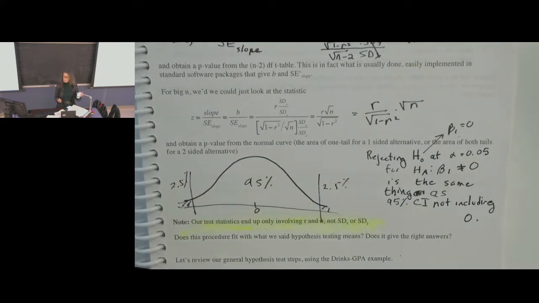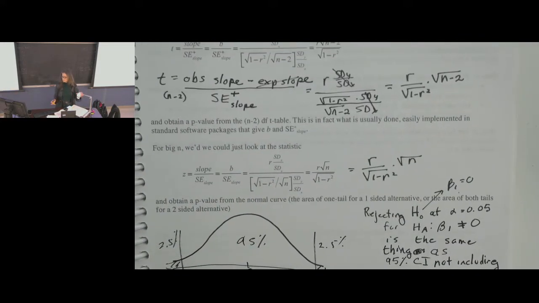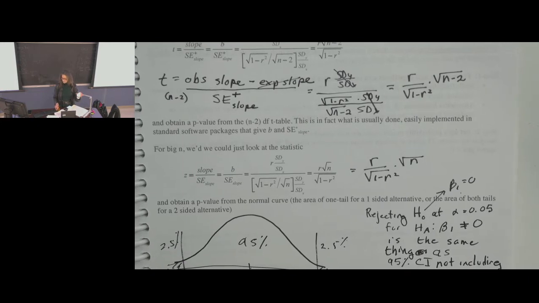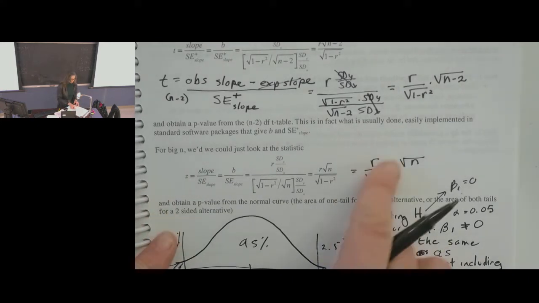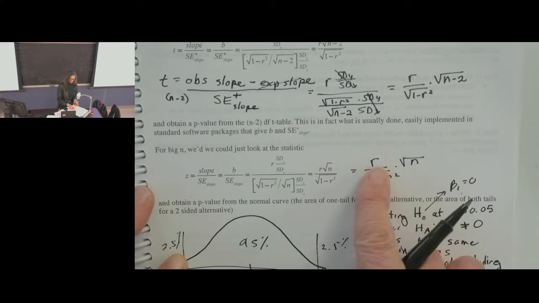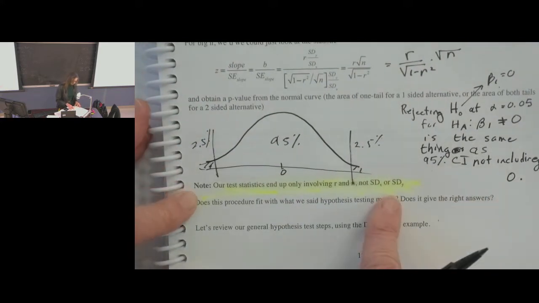So if I give you r and n, you can do these hypothesis tests. You don't need to know the standard deviations. You don't need to go through all this. That's all you need, is r and n. See?